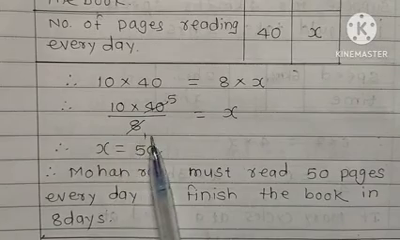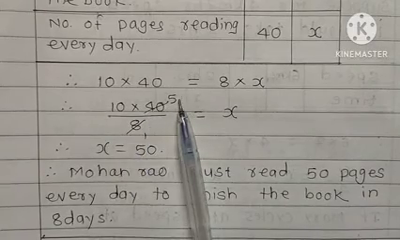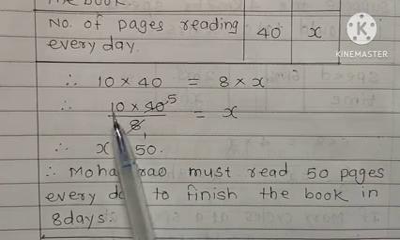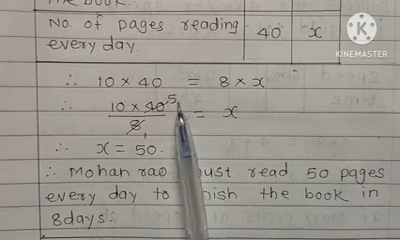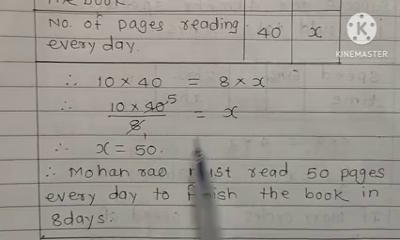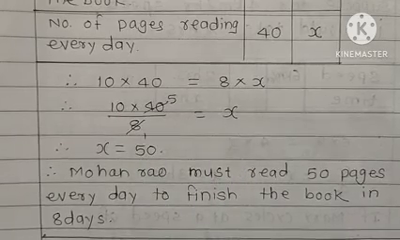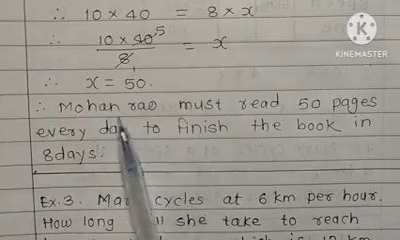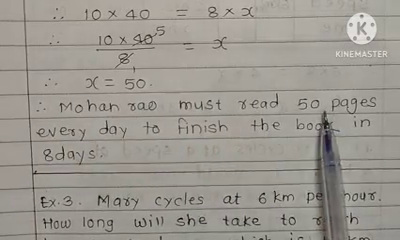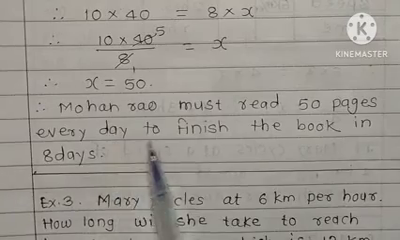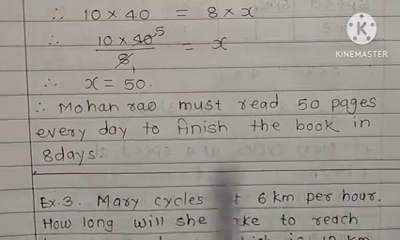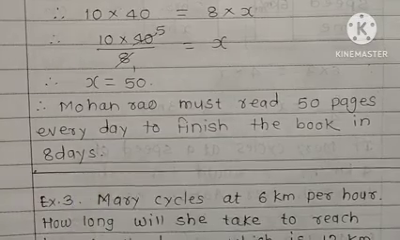Simplify. 8 1s are 8, 8 5s are 40. So 10 into 5, that is 50. So x is equal to 50. That means Mohan Rao must read 50 pages every day to finish the book in 8 days.